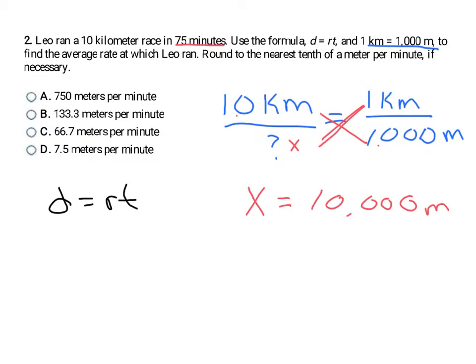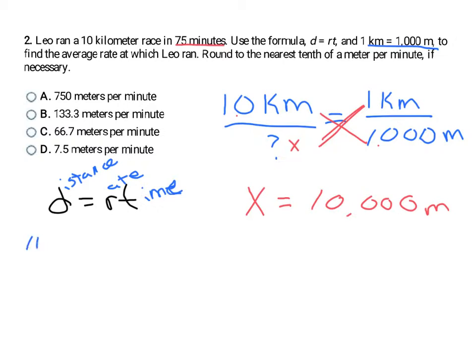Okay, and this is something you might want to write down. If you need to pause, do so. D stands for distance, R stands for rate, and T stands for time. So there, I wrote it out for you. And so now I know that the distance is this 10,000 meters. That's how far.